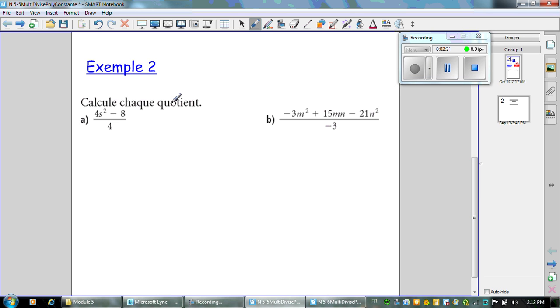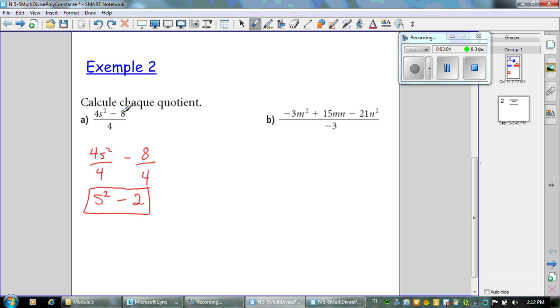So let's do division, quotient. Quotient is the same idea. You're just going to distribute your division to each one. So here you're going to do 4s squared divided by 4, and then minus 8 divided by 4. And here 4 divided by 4, or how many times does 4 go into 4? It goes in once, but you don't need to write that. 1s squared is the same as s squared. And then 8 divided by 4 is 2, so that would be your answer, s squared minus 2.